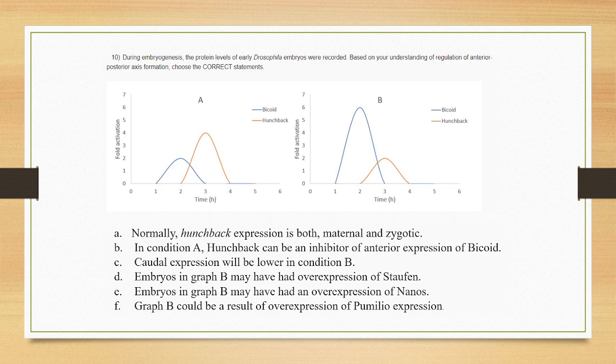2 minutes left. So you need to correlate the options with the expression or the fold levels of the two proteins, bicoid and hunchback. Okay. So see what is the difference in the level of bicoid and hunchback in graph A and graph B. And this is the fold activation. That means their expression level we're talking about.